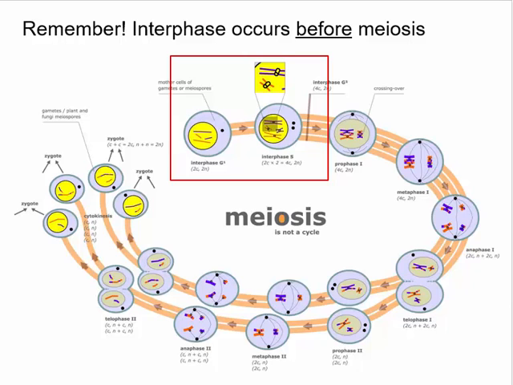Another thing to point out here is that meiosis, as it says in the middle, is not a cycle. Now, it's part of a sexual life cycle, but to bring this back around, these gametes have to fuse and produce that diploid zygote.